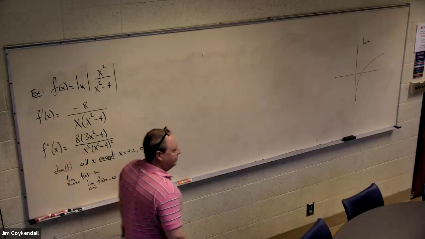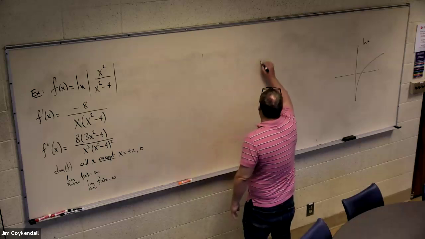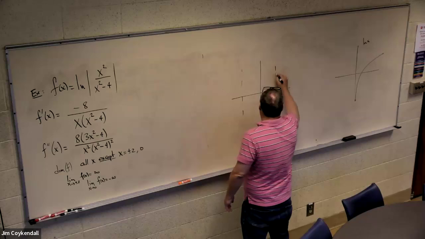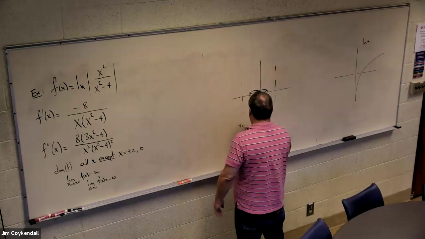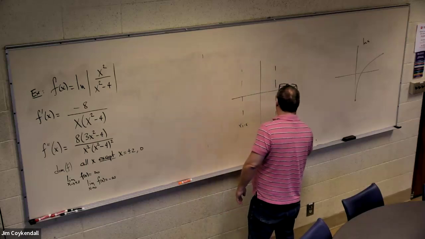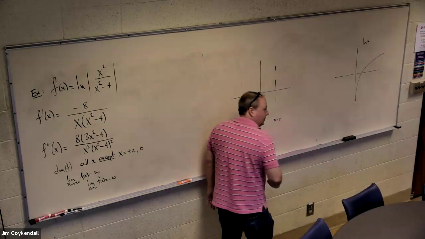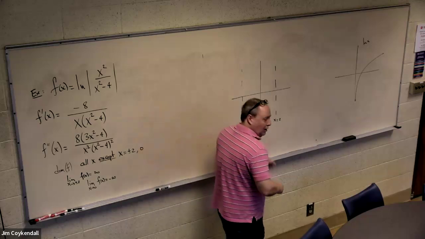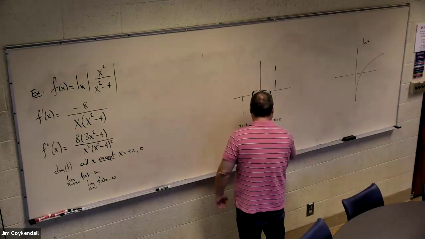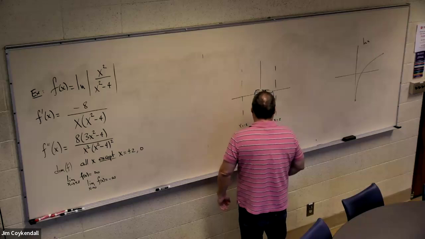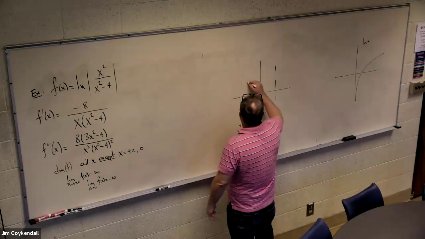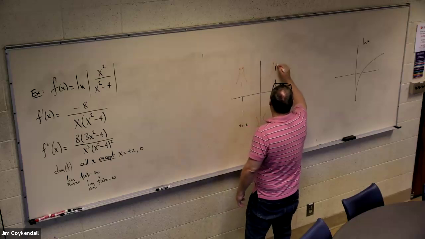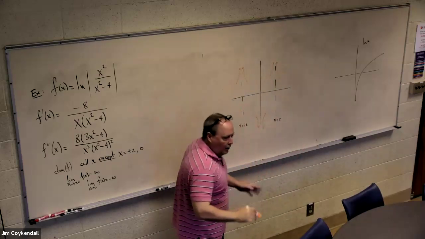I'm going to draw a picture of this in a base, but here's what I know already. In fact, it's going to turn out this is most of the picture. Here's what I know. When you're getting close to zero, negative infinity. When you're getting close to 2 from either side, plus infinity. I know that already.